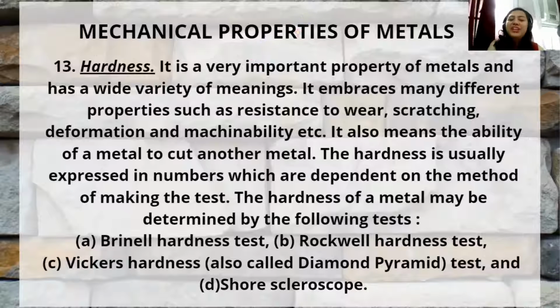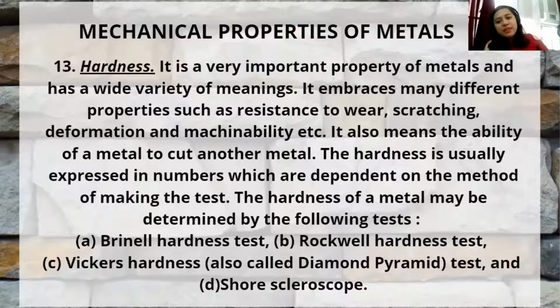There is still one more. Hardness. This is a very important property of metals and has a wide variety of meanings. It embraces many different properties such as resistance to wear, scratching, deformation, and machinability. It also means the ability of a metal to cut another metal. The hardness is usually expressed in numbers which depend on the method of making the test.